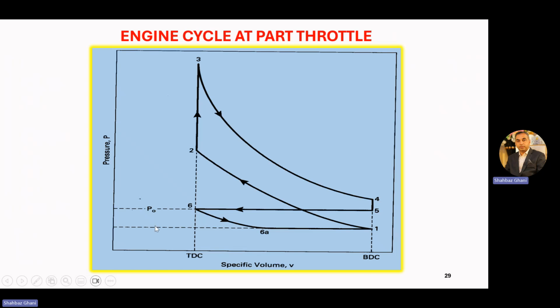Okay. So when we have a part open throttle, the intake is like this, from 6 to 6A and 1, quite below the atmospheric pressure. Then from 1 to 2, we have the compression stroke. And then 2 to 3, we have this rise in temperature and pressure, but it is less as compared to the wide open throttle. Then from 3 to 4, we have a power stroke, and then 4 to 5, we have an exhaust blowdown, and then from 5 to 6, at atmospheric pressure, we have an exhaust stroke.